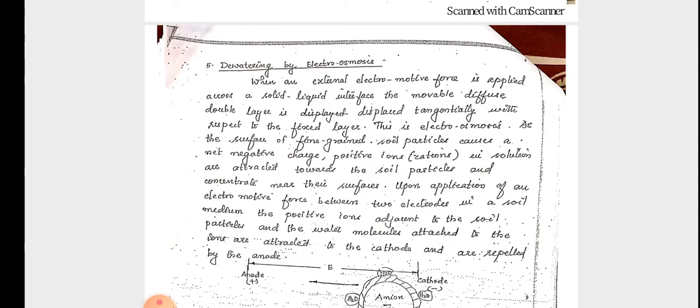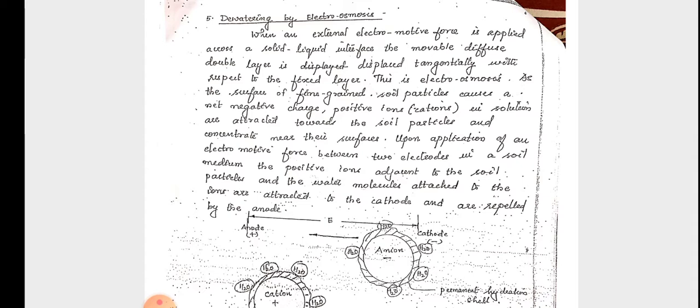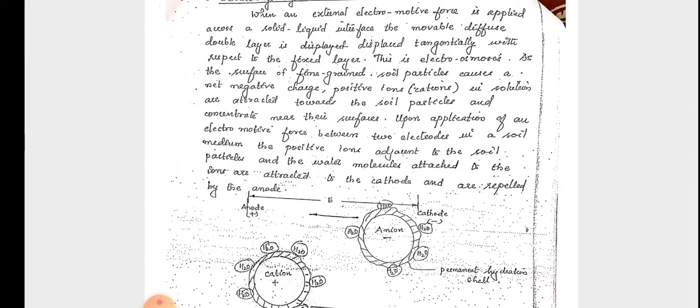So by means of electroosmosis we can remove this diffused double layer from the soil grain. Thus we can remove this adsorbed water. As the surface of fine-grained soil particles carries a net negative charge, positive ions in solution are attracted towards the soil particles and concentrate near the surface.